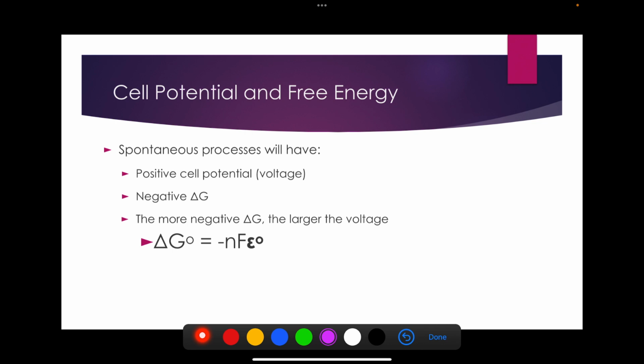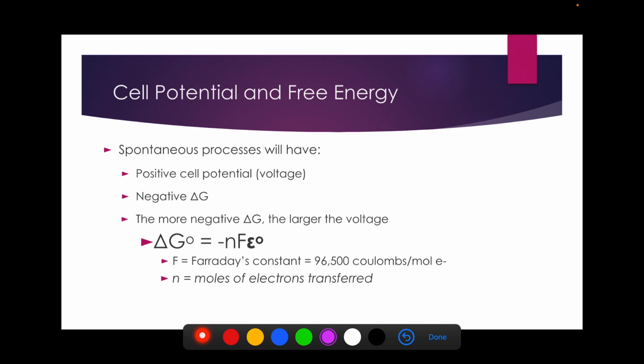This is supported by the equation shown here, which is on your equation sheet. In this equation, F is Faraday's constant, also on your equation sheet, and n is the moles of electrons transferred through the cell. Notice again that the more negative the delta G value is, the higher the voltage will be.